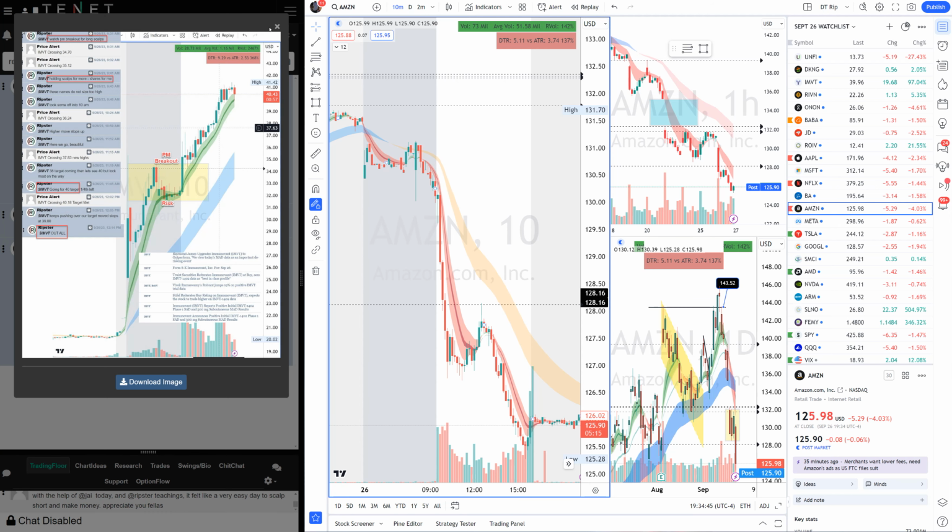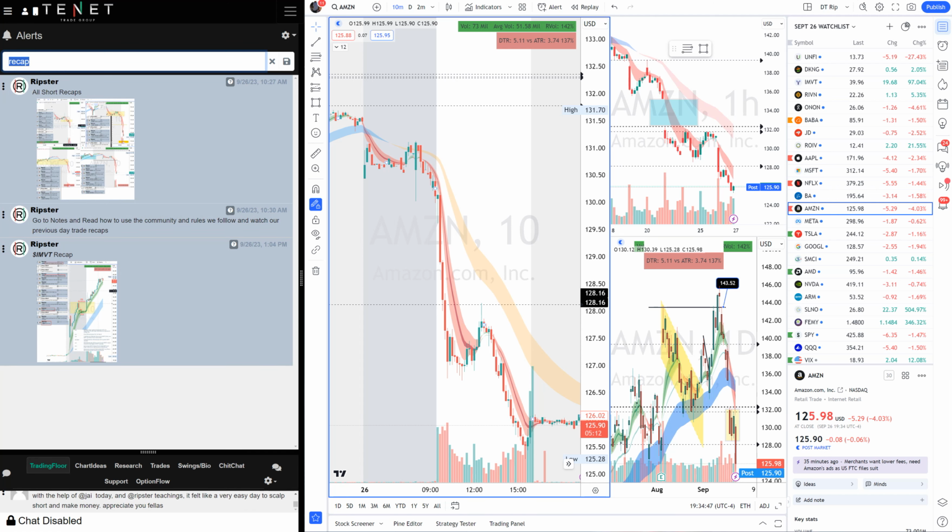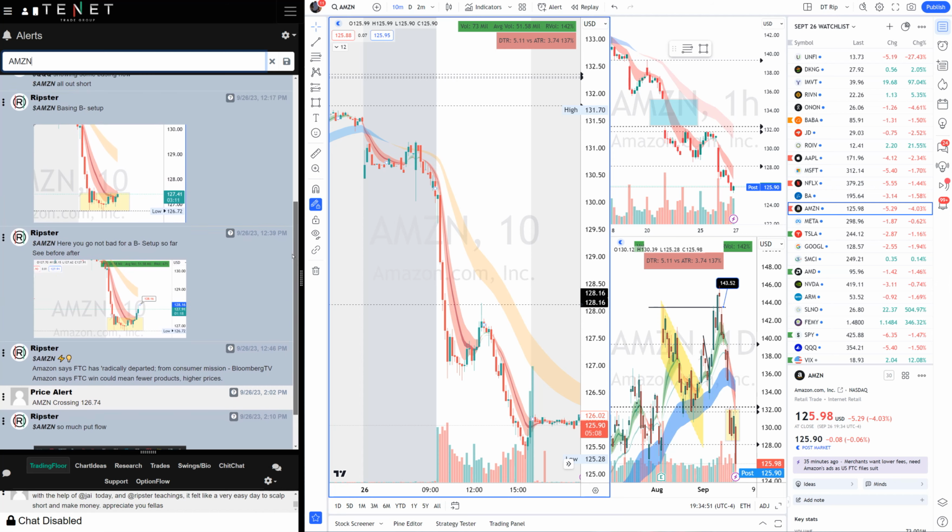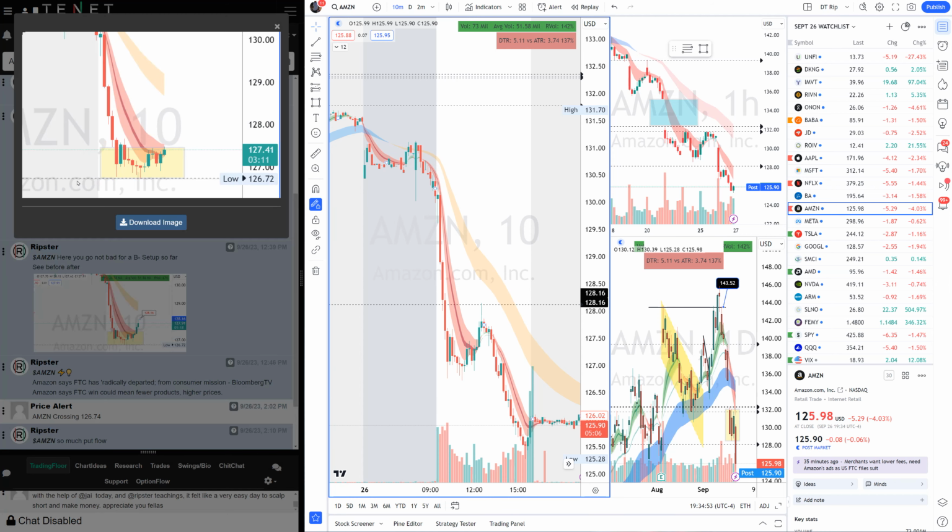Okay, so this was the IMVT recap. Amazon, I want to talk about in the middle of the day. Amazon showed us this curl, a basing B minus setup. Why? Against the trend. It's against the trend. It's a B minus C setup.